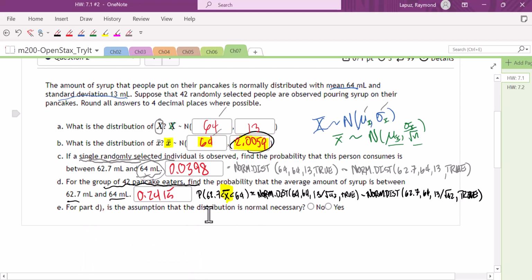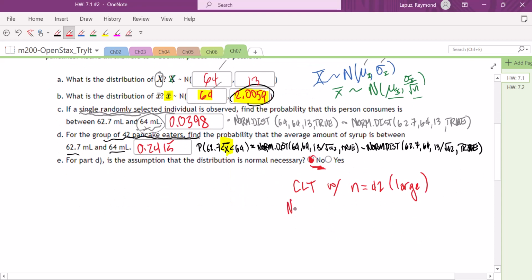Okay. Assumptions for the distribution. Do we necessarily assume that it's normal? With an n size of 42, we don't need to assume it's normal. The central limit theorem guarantees that it'll eventually become normal. So I would say no for this one. CLT, central limit theorem, with n equals 42. Anything over 30 is usually considered large enough that you don't need to assume normality. No need to assume normal.